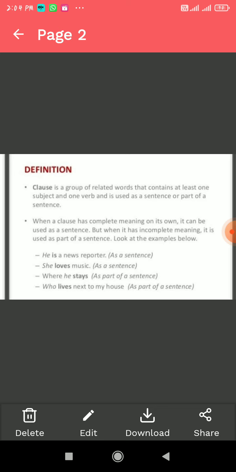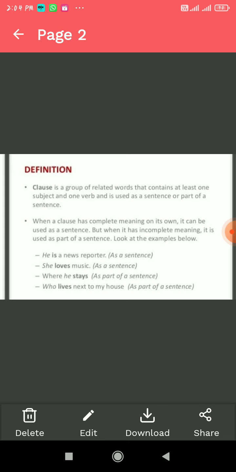Well, what is a clause? A clause is a group of related words that contains at least one subject and one verb and is used as a sentence or part of a sentence. Another definition of the clause: when a clause has complete meaning on its own, it can be used as a sentence. But when it has incomplete meaning, it is used as a part of a sentence. Look at the examples below.